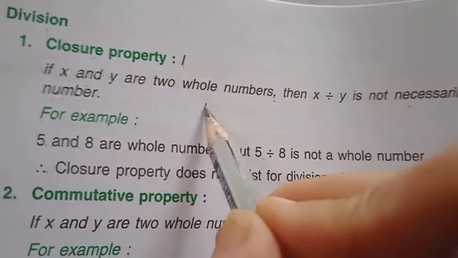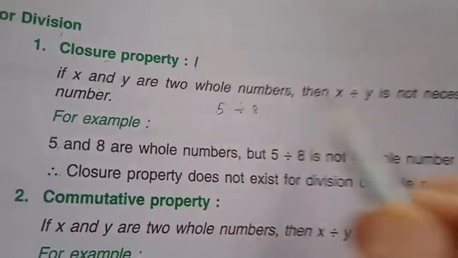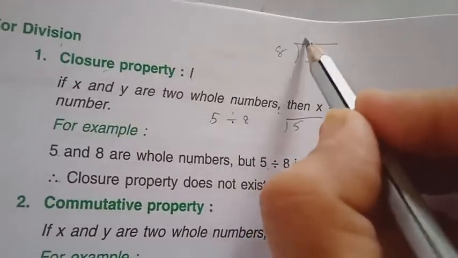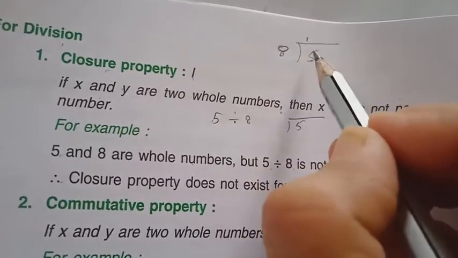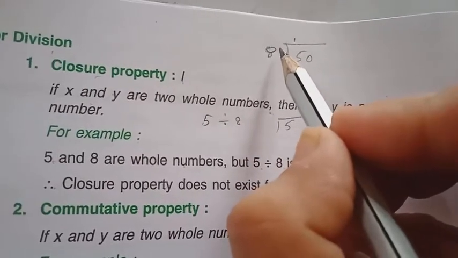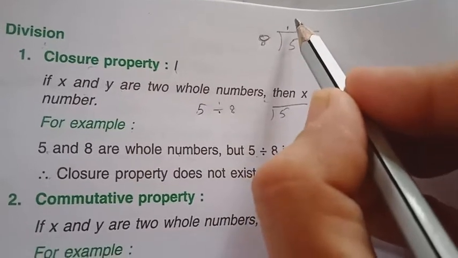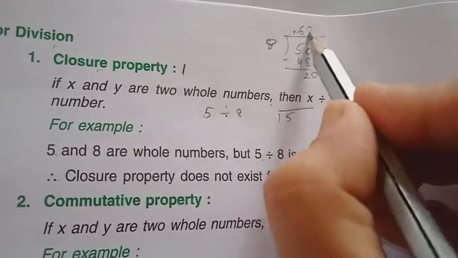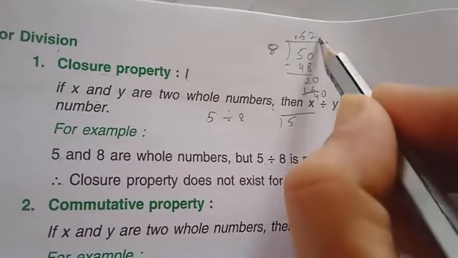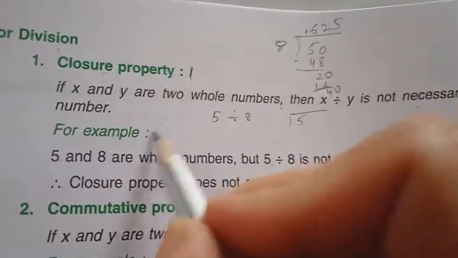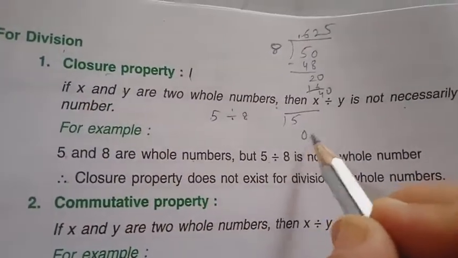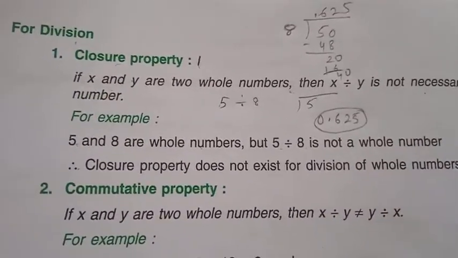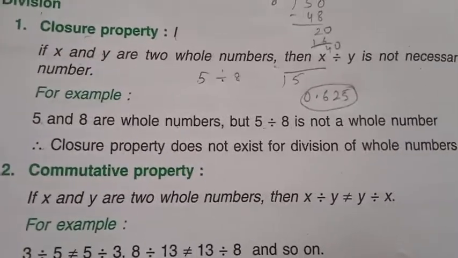See, 5 divided by 8. Why is it not possible? Because I'll get the answer in decimals. 8 5s are 40, 8 6s are 48. 8 2s are 16. 8 5s are 40. So I'll get 0.625, which is not a whole number. Fractions and decimals are not whole numbers. Negative integers are not whole numbers.